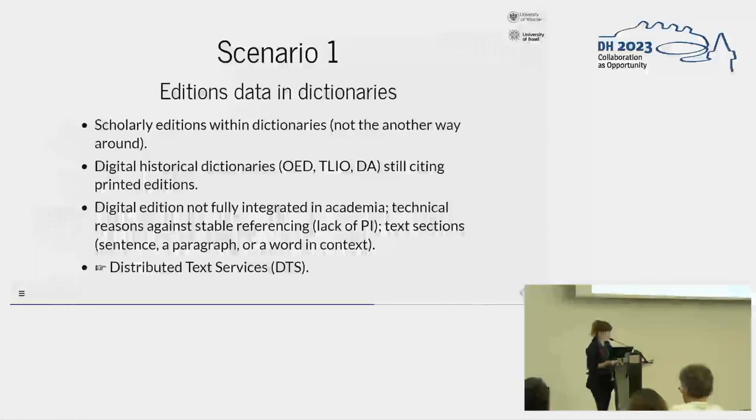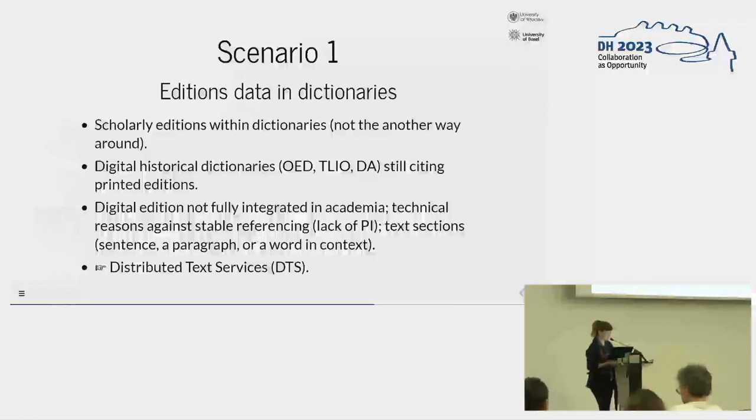If we look at historical dictionaries, in particular at historical digital dictionaries, like the Oxford English Dictionary, the Tesoro della Lingua Italiana delle Origini, the Diccionario de Autoridades, it's striking that they only cite print editions, or prominently so. And probably the reasons for this are manifold. Digital editions are not fully integrated in academia in terms of peer review and recognition. We know that. We constantly talk about it because it's important.